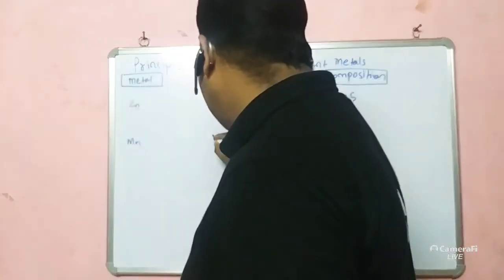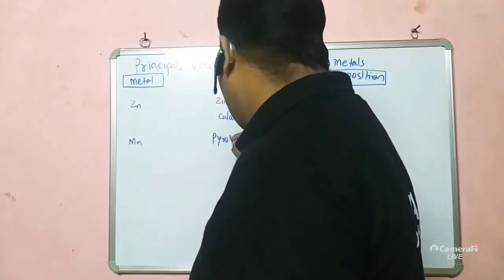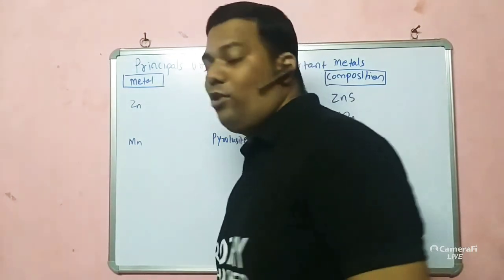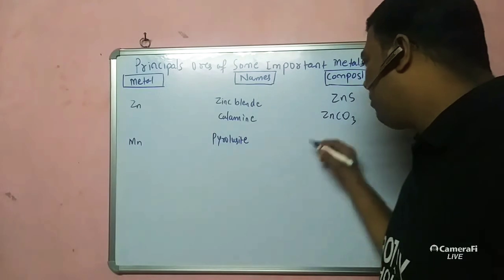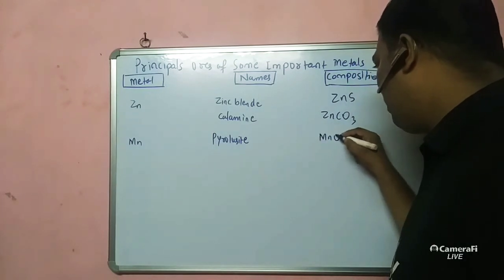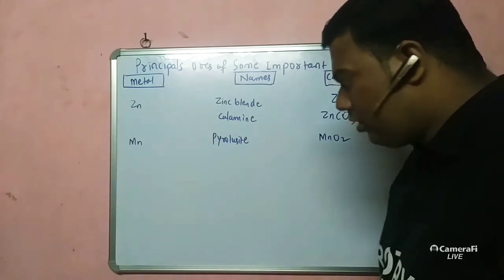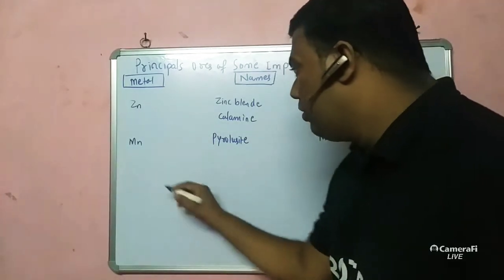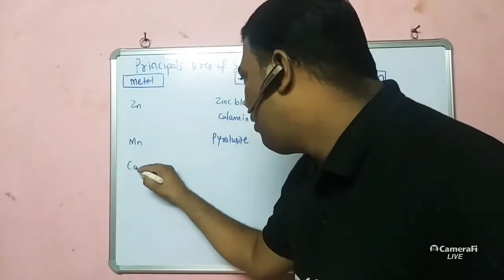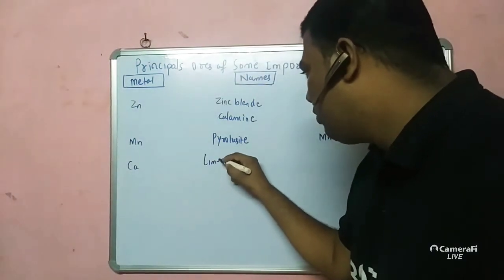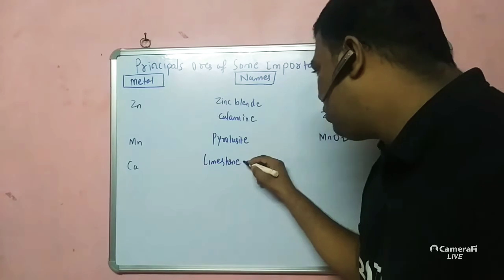Now about manganese. One of the important ores is pyrolusite, having formula MnO2. Okay, understood. Now see about calcium. Yes, limestone, as you know. What will be the limestone formula?